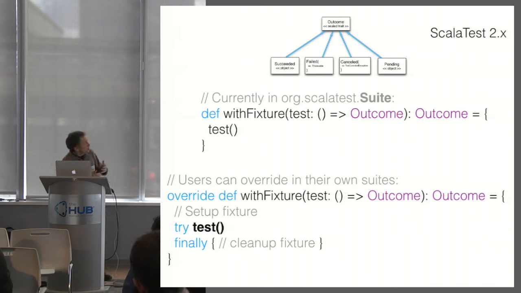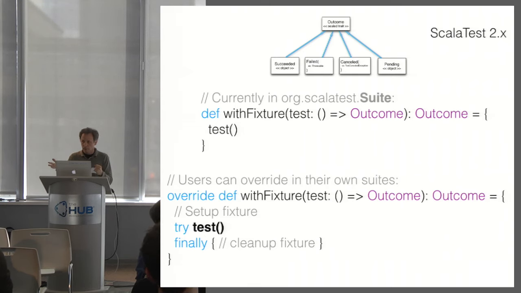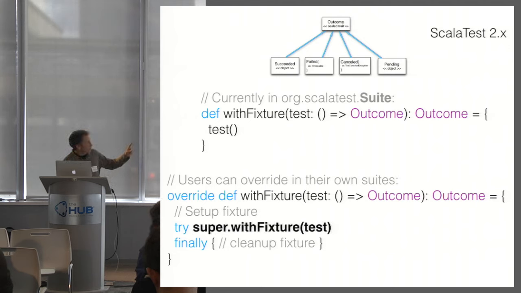So anyway, that's what you might do in your subclass: do some setup, and then in a try, invoke the test function, and then in a finally, do some cleanup, right? Except there's one thing that I recommend people do, which is delegate to the superclass to invoke the test function instead of invoking it directly. I recommend you do super.withFixture(test), because at the end of the chain, it's going to do the one on top there, the default one, and invoke the test function. So these actually stack. So you can compose withFixture methods as long as you call super.withFixture.